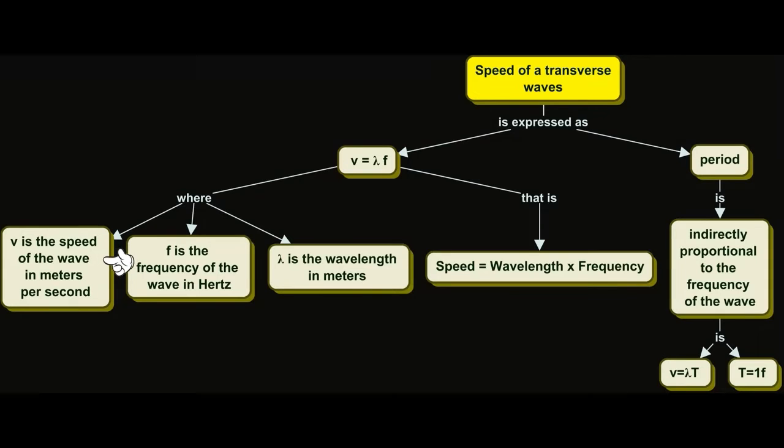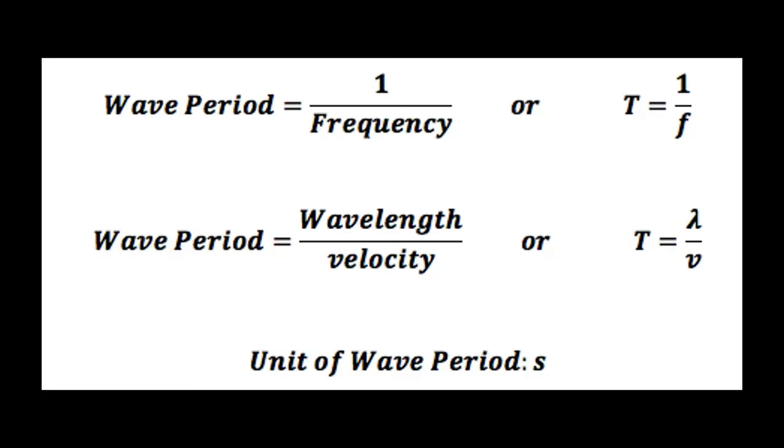So again, let us recognize that v is the speed of the wave in meters per second, f is the frequency of the wave in hertz, and lambda is the wavelength in meters. Speed is equal to wavelength times frequency. Going back to the concept of the speed of a transverse wave, we can also look at it in this manner: the concept of period. Period is the opposite, or reciprocal, of frequency. In other words, period is equal to 1 over f.